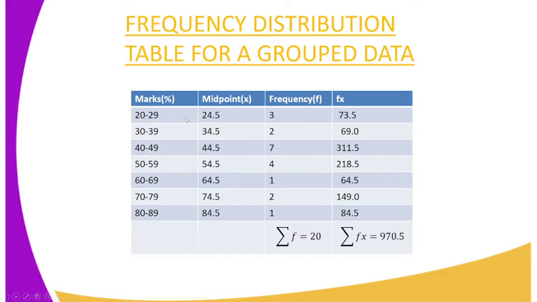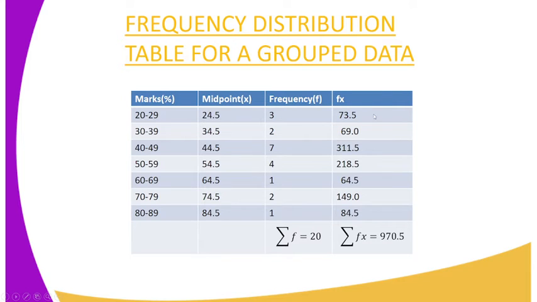For the midpoint column, you take the first value, that is 20, and add it to 29, you get 49, then 49 divided by 2, you end up getting 24.5. Because the class interval between 20 to 29 is 10, you add the class interval of 10 to 24.5, and you get the next one. You add 10 in steps until you get the last in the midpoint column as 84.5.